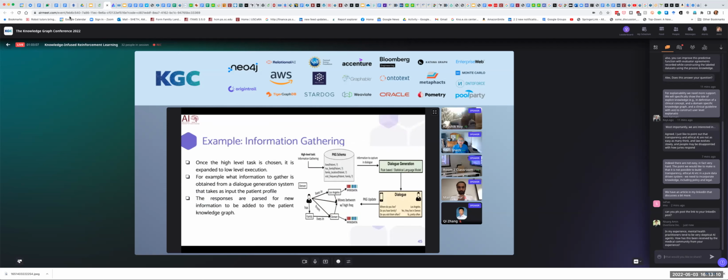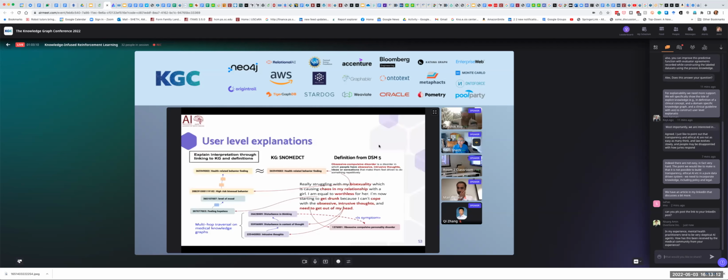So from the knowledge graph and from definitions from the DSM-5, you can get explanations of the following sort. From a patient's text and the phrases that have high attention in the neural network, you can connect that to different classes in the SNOMED CT knowledge graph. These correspond to concepts that a clinical expert can understand, because this is built by clinical experts.